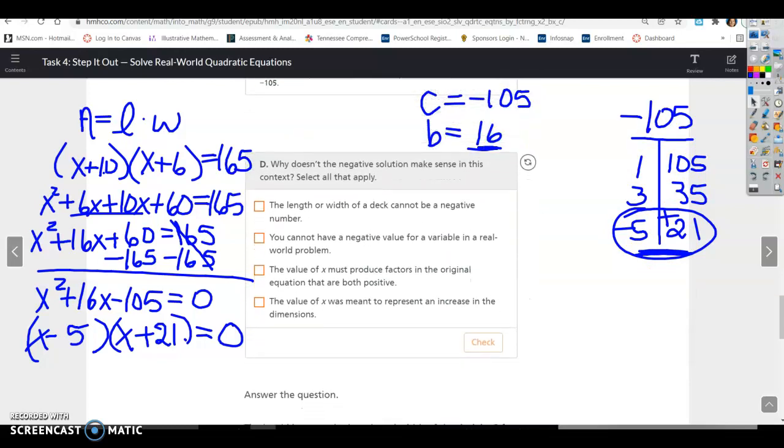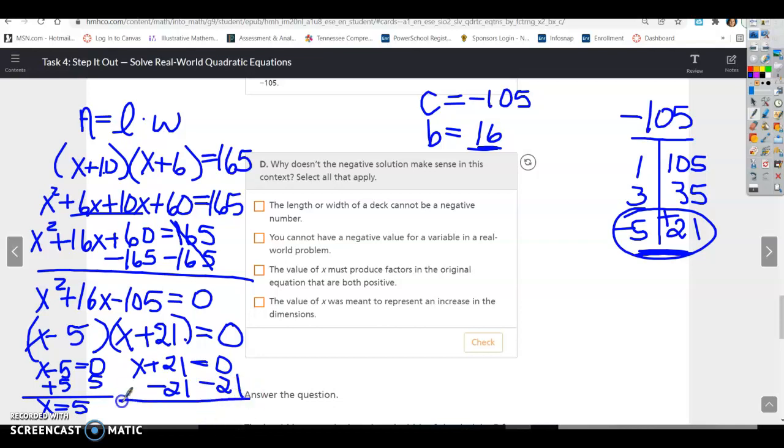All right, why doesn't the negative solution make sense in the context? Okay, so if I solve these, the zero product property says we can take these factors now, set them equal to 0, and that's how we get our solution. So we're going to get x equals 5, and if we set this equal to 0, I subtract 21 to get x by itself, so x equals negative 21.